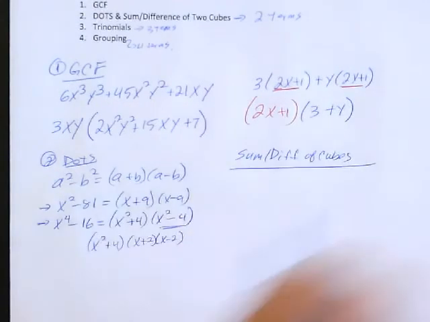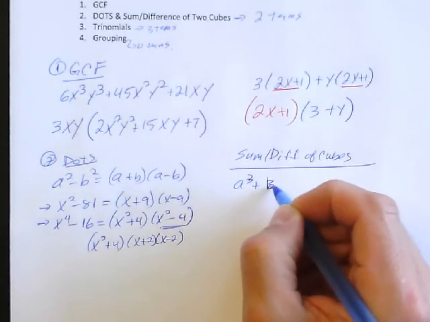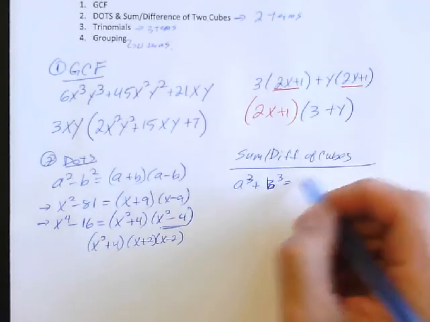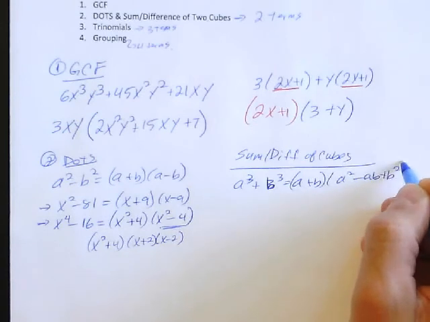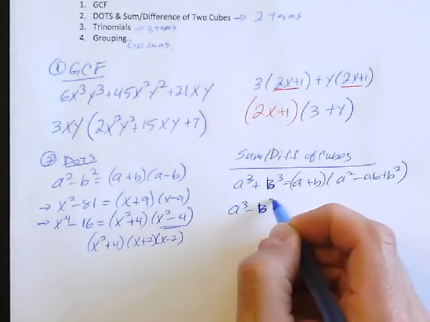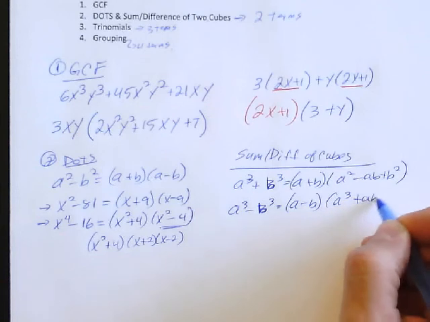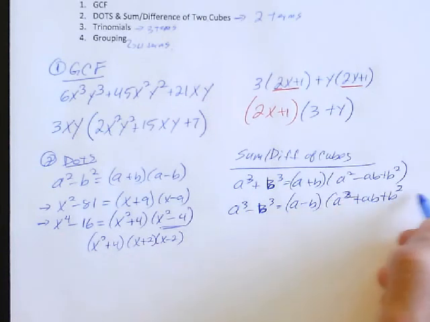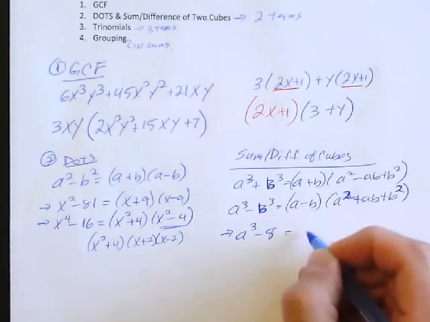Okay. In addition to the difference of two squares, we also have the sum and difference of cubes. Sum and difference of cubes has two formulas. You have a cubed plus b cubed, which would give us a plus b, a squared minus ab plus b squared. Or a cubed minus b cubed, a minus b, a squared plus ab plus b squared, like that.